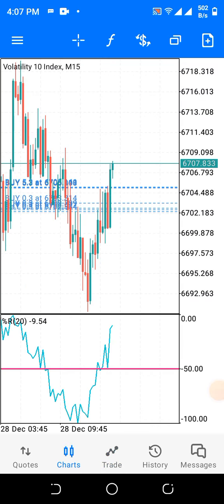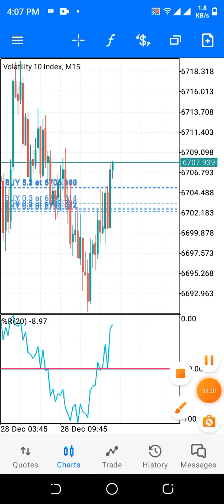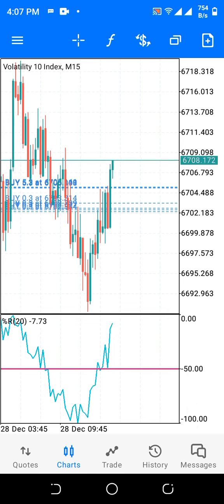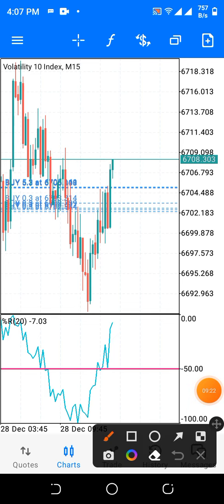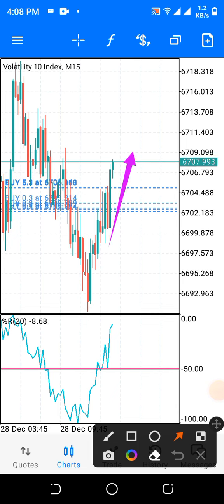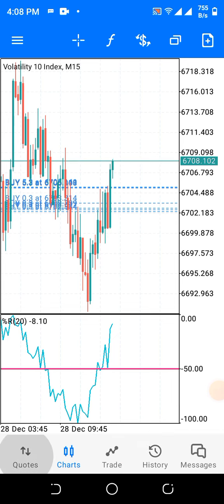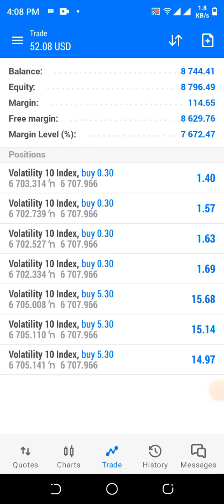So as you can see, the market is still going up. Are you seeing it? That is it. So with this strategy, you are sure to make massive profit. Do you understand? This particular strategy pays very, very well.